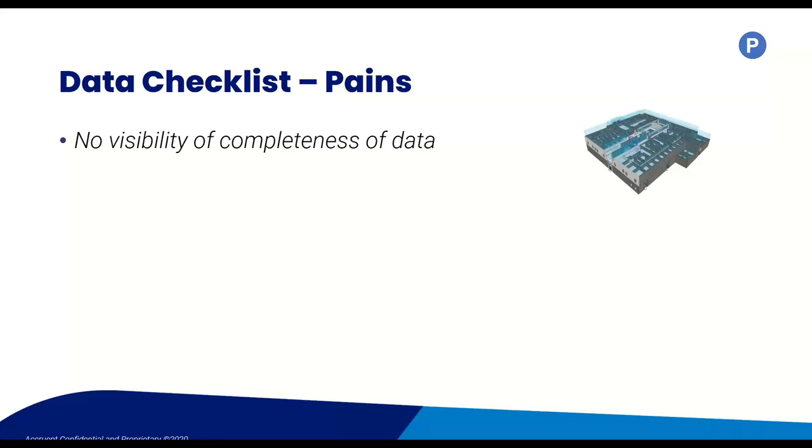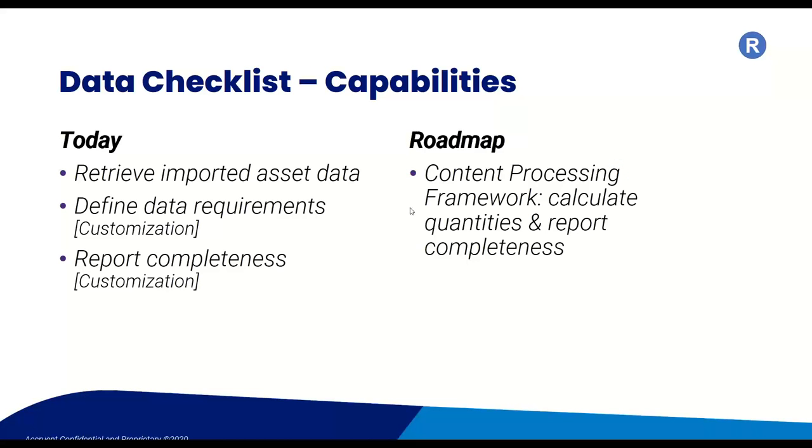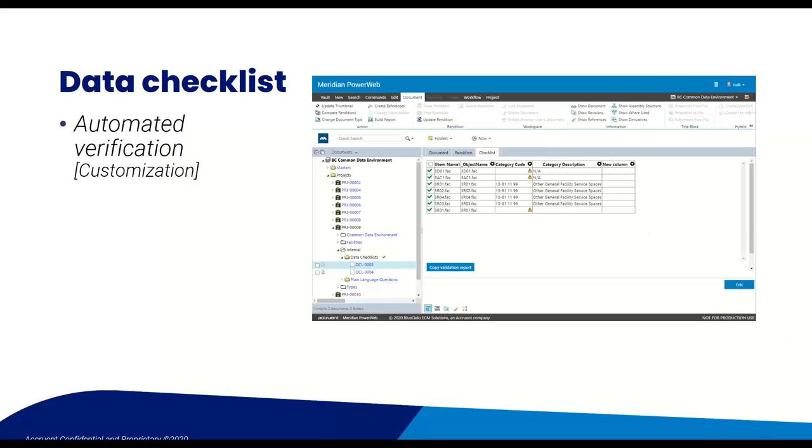Well, in the checklist, you have paint. You have no visibility of the completeness of data at all. And I am pretty sure that Rudy is going to show you something about that. What you can do today, if you can retrieve the imported asset data, so you've already seen that, then defining those data requirements and report the completeness. These kinds of quantity calculation reports of the completeness is also something that we have in the roadmap in process and all this content.